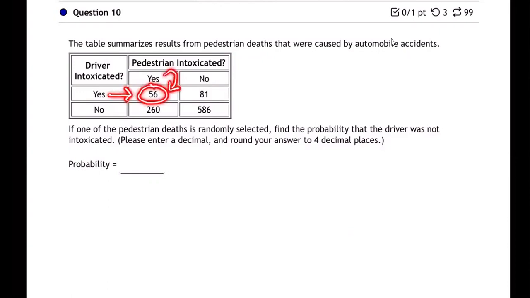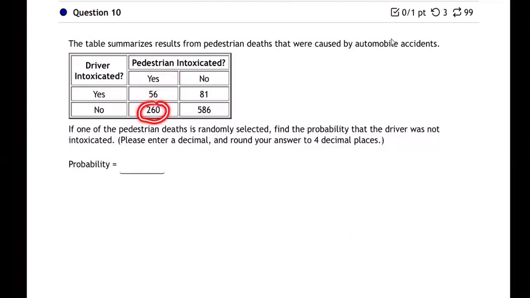In the accident that occurred and the pedestrian died, the pedestrian was intoxicated and so was the driver. It's a yes, yes. So in those 56 deaths where a car hit a person and they died, both the driver and the pedestrian, the person walking, were intoxicated.